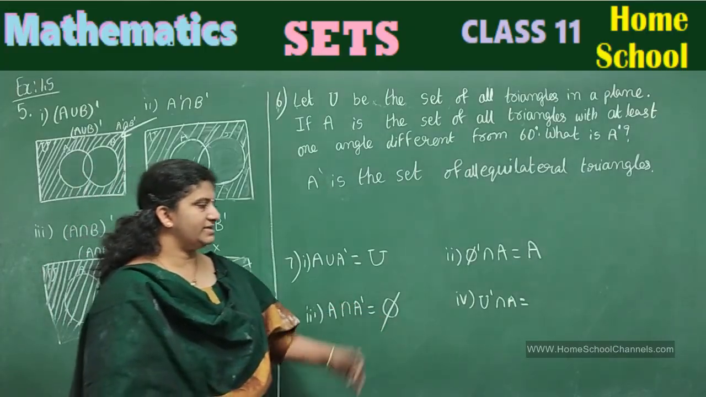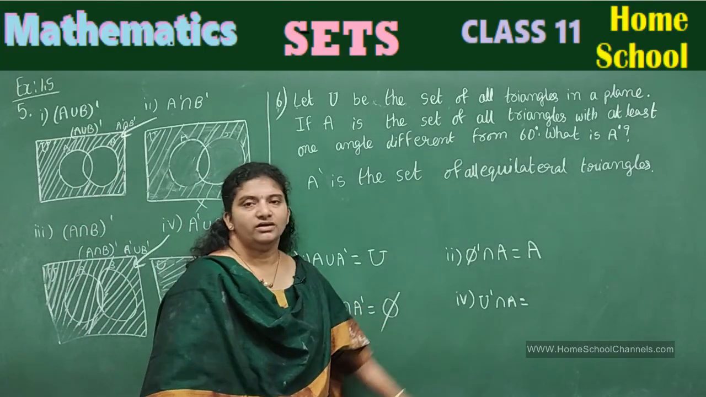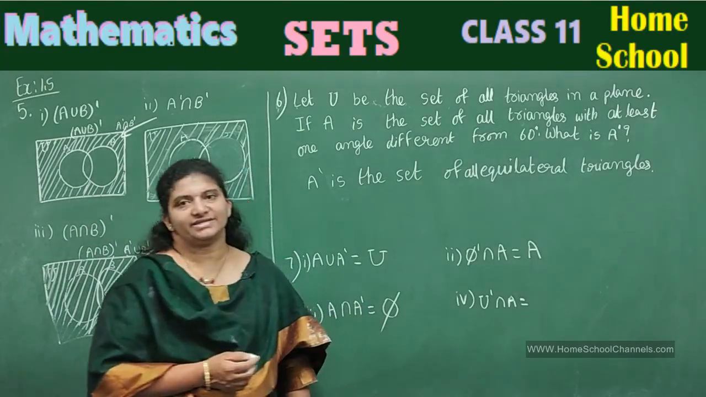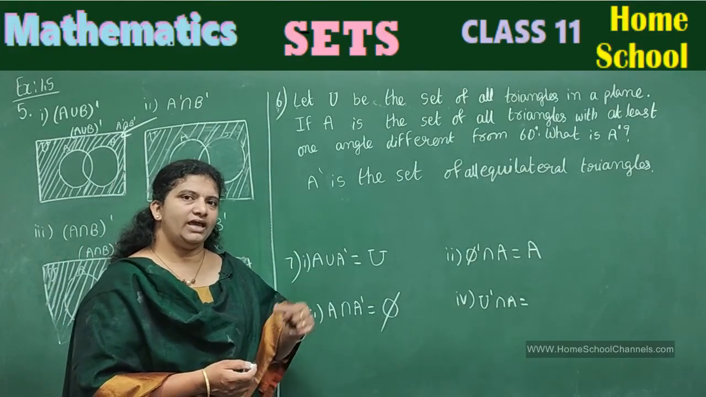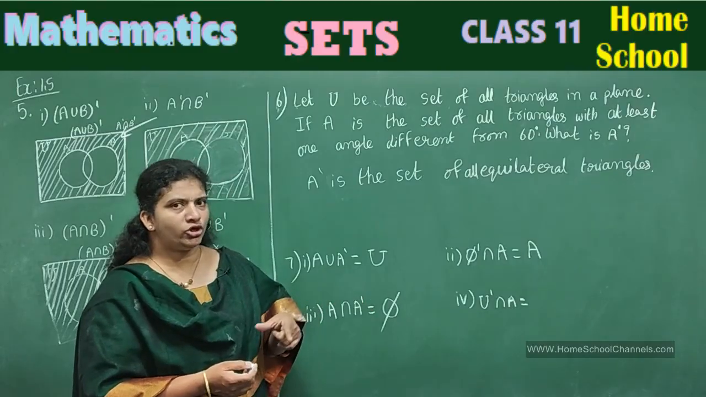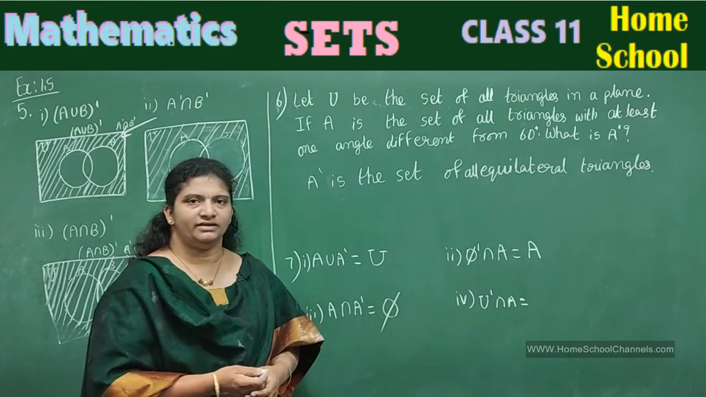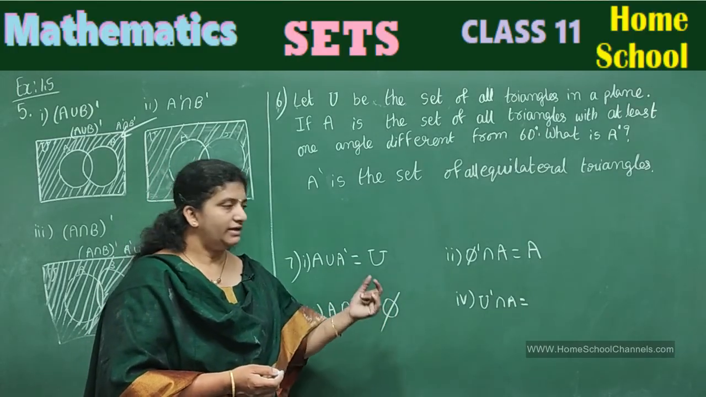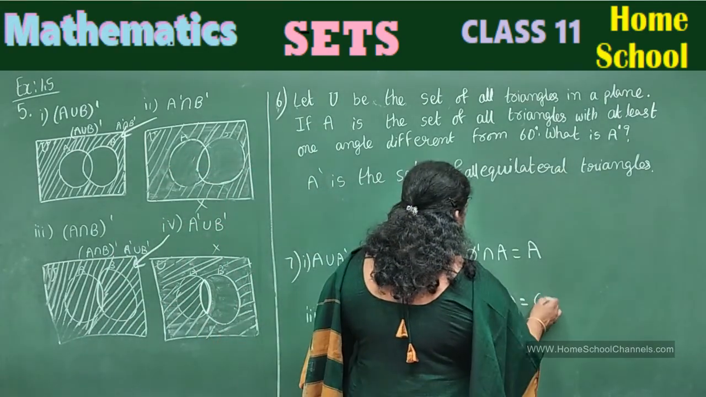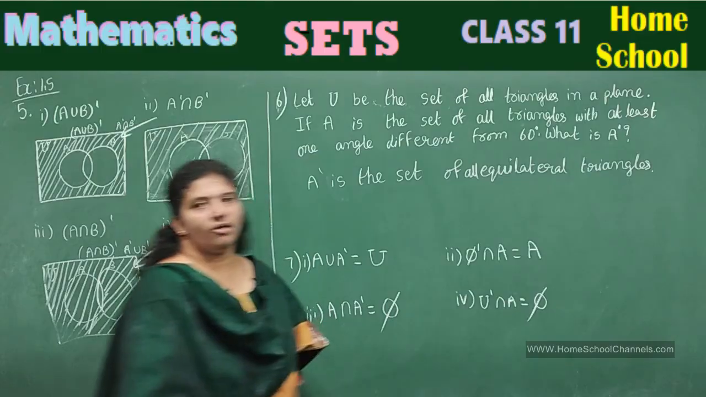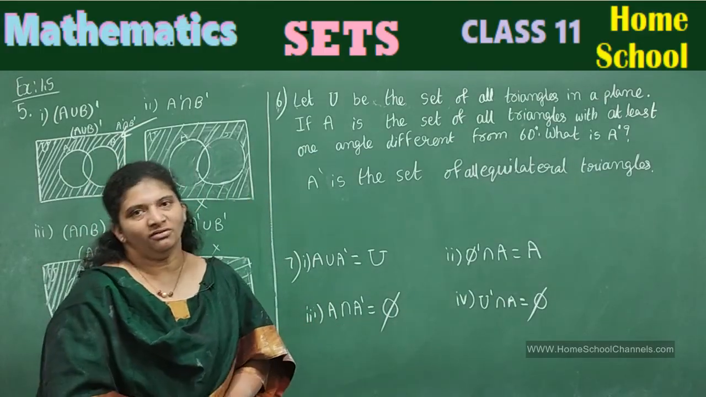Okay. Next. Last one. U complement intersection A. Universal set complement. In the universal set, if you remove U, you are going to get an empty set or a null set. Null set intersection A will be null set. That is, phi. U complement intersection A is equal to phi.